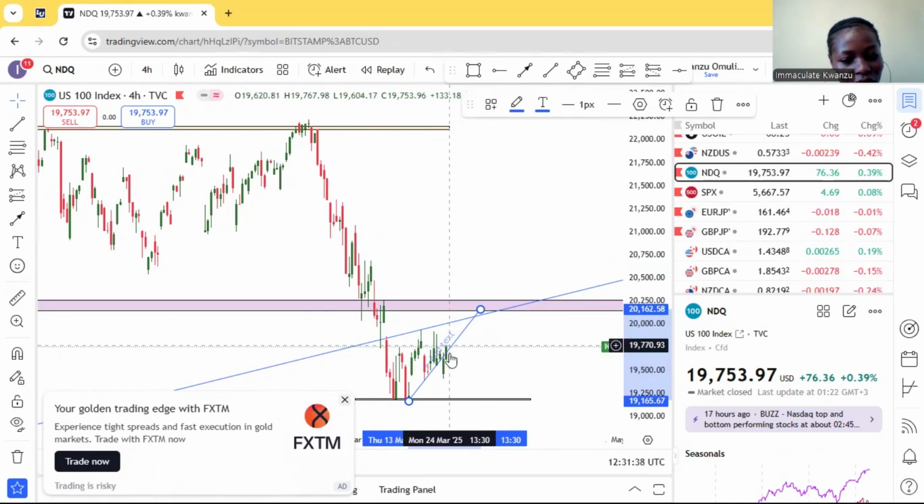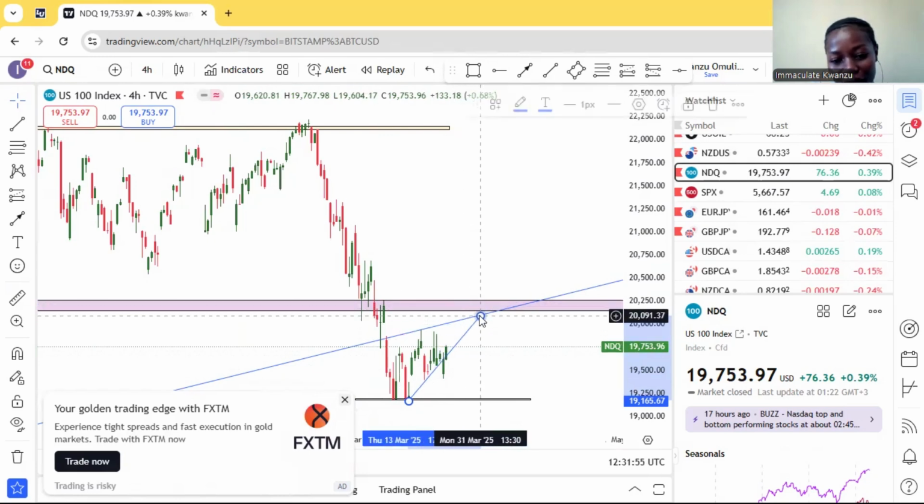Whoever bought at the break of this counter trend line, like that's too linear, not even too linear, but whoever bought as an aggressive trader in this market, you're already in the negative. And you possibly hit stop loss.